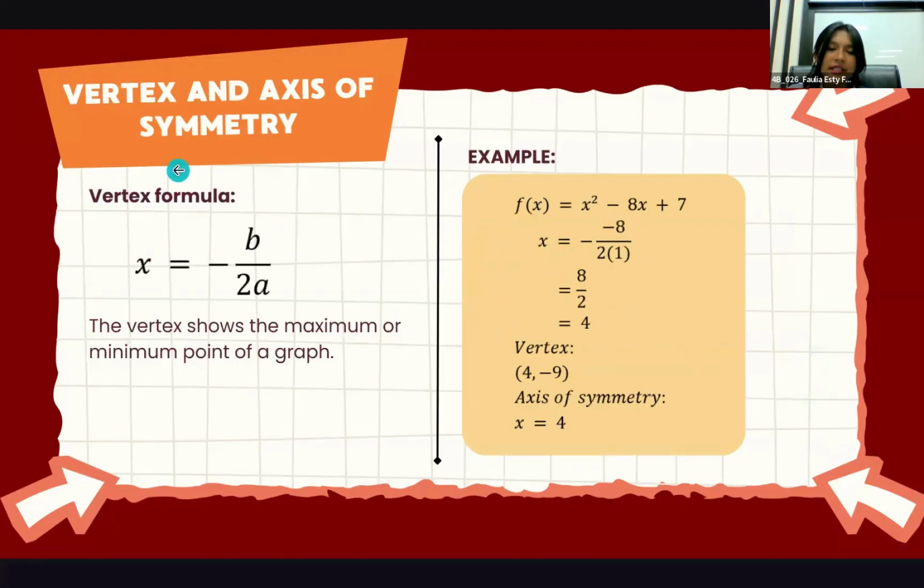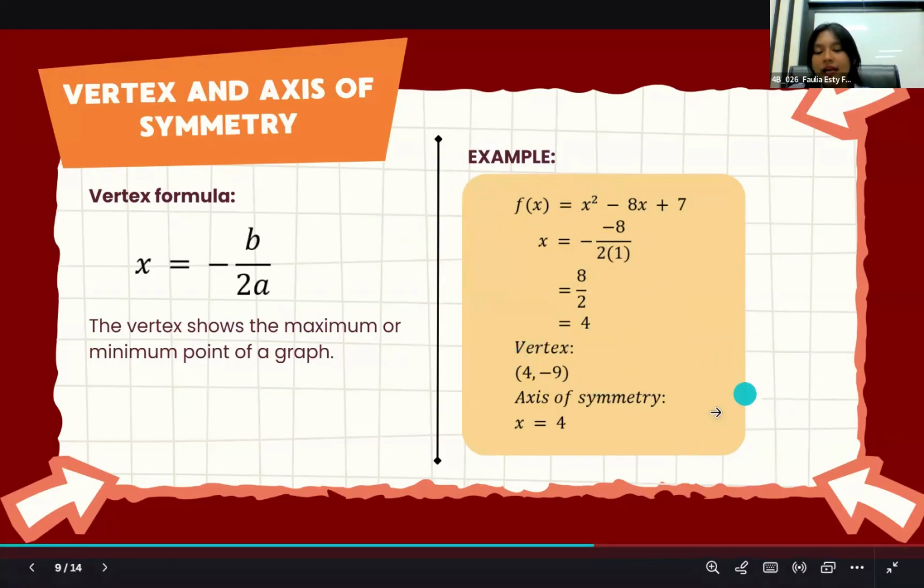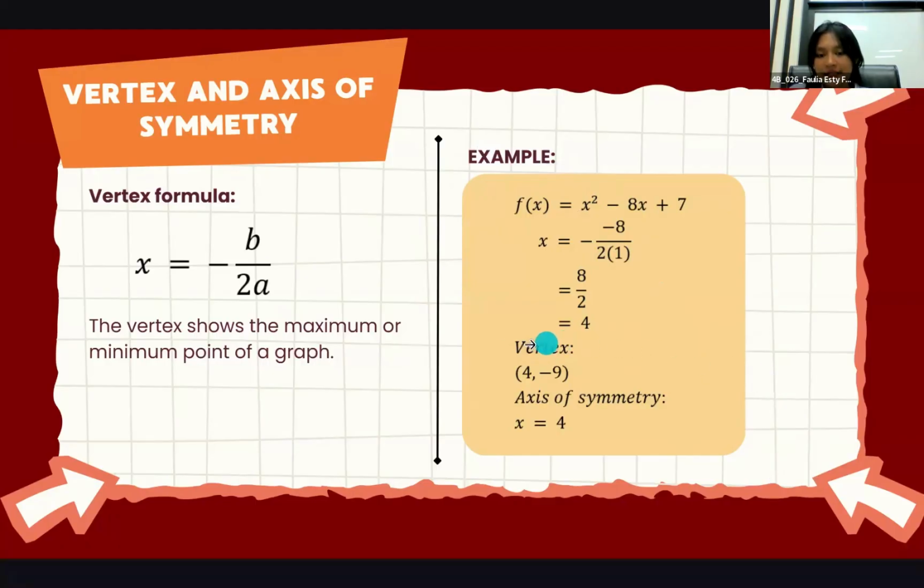Next, we have a vertex and axis of symmetry. The vertex formula is x equals minus b over 2a. The vertex shows the maximum or minimum point of a graph. For example, f of x equals x squared minus 8x plus 7. So the vertex is (4, minus 9) and axis of symmetry is x equals 4. Do you understand, student? Yes, Miss.